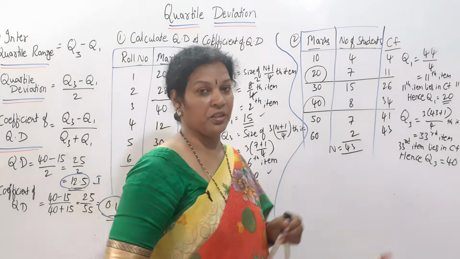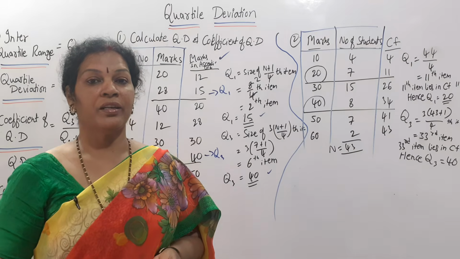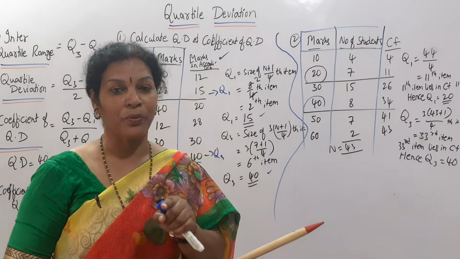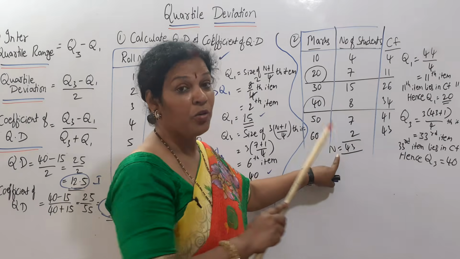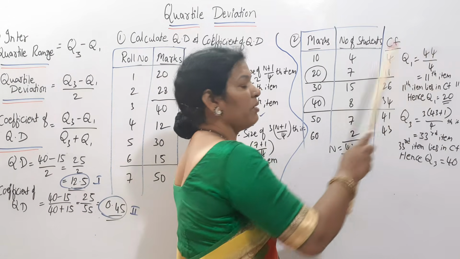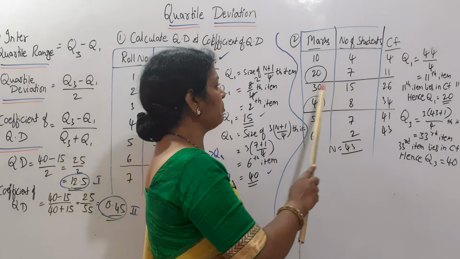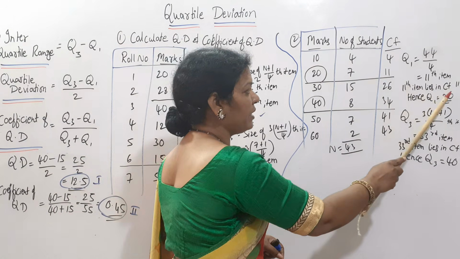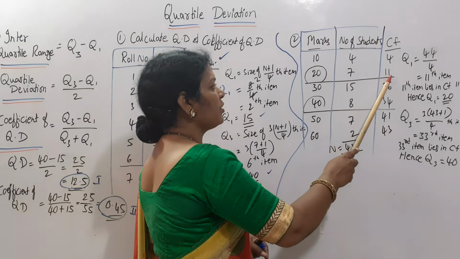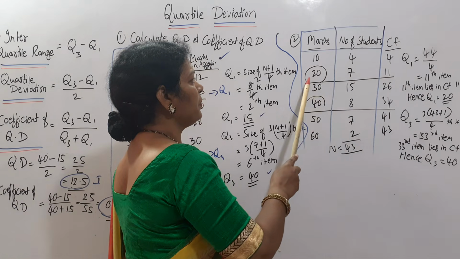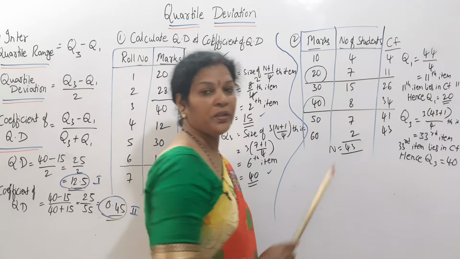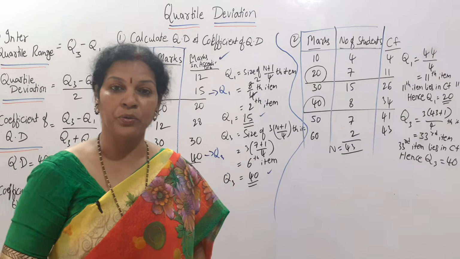So, n is 43. Now, if you want to calculate the Q1, Q1 is equal to size of n plus 1 by 4th item. N is here 43. 43 plus 1, 44. 44 by 4, it comes to 11th item. 11th item lies in CF 11 only. Okay. So, opposite if you go, this is the Q1. Hence, Q1 is 20.